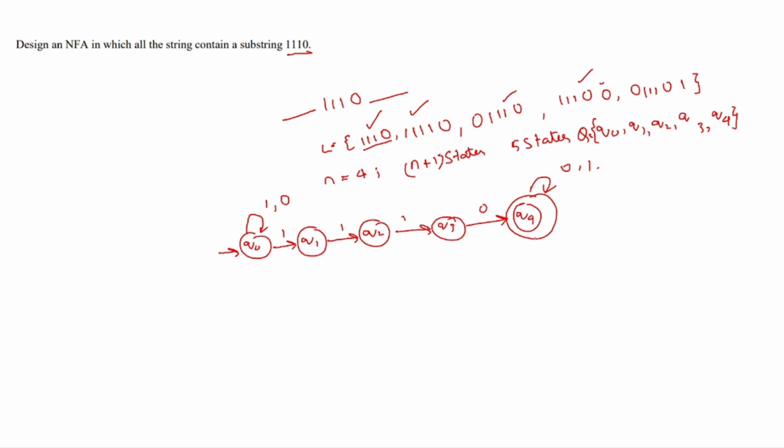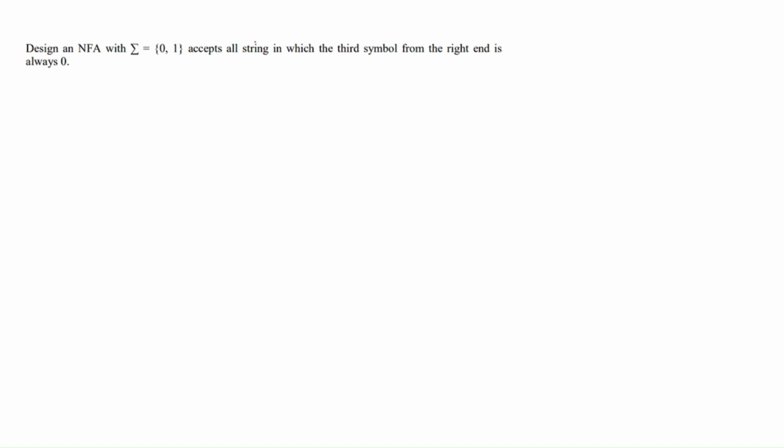Let's check out another example. Here they are saying: design an NFA with sigma equal to {0, 1} that accepts all strings in which the third symbol from the right end is always a 0. So the third symbol means 1, 2, 3. This symbol should always be a 0, and we don't care what is here and also what is here.